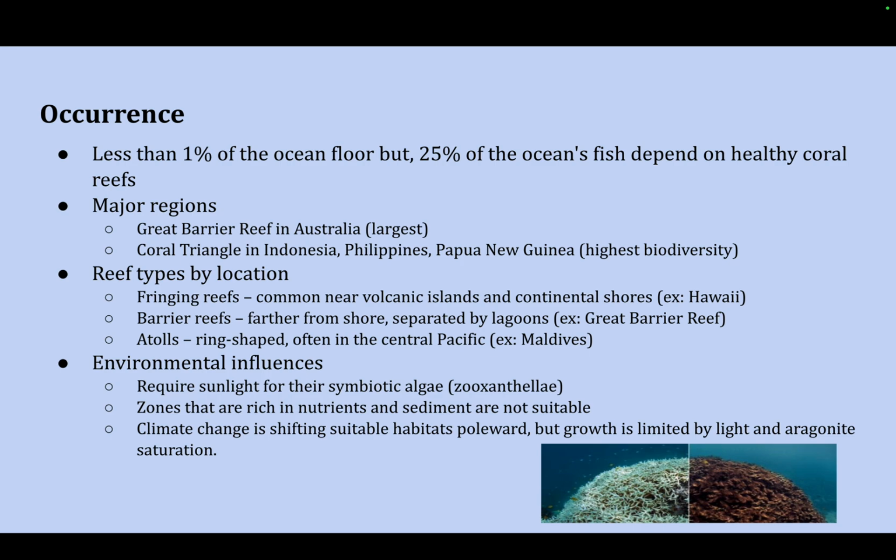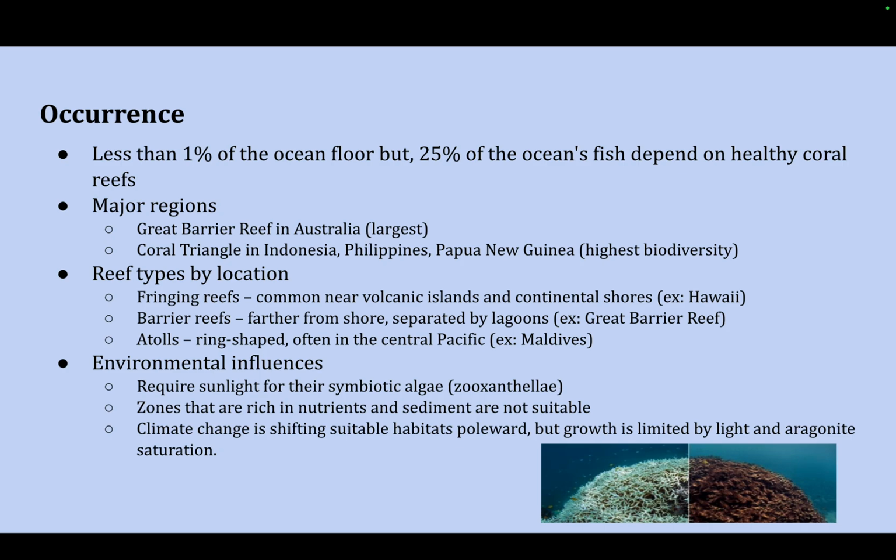Secondly, how did these occur? Coral reefs are found in shallow, warm, tropical, and subtropical waters globally, especially around the north and south latitudes. They are less than 1% of the ocean floor, but 25% of the ocean's fish depend on healthy coral reefs. So there is a very high demand for them, even though they lack. Their major regions are the Great Barrier Reef in Australia, which is the largest, along with the Coral Triangle that includes Indonesia, Philippines, and New Guinea, which has the highest biodiversity.